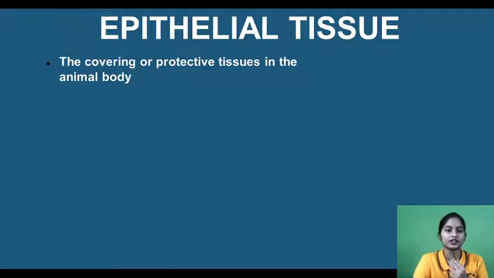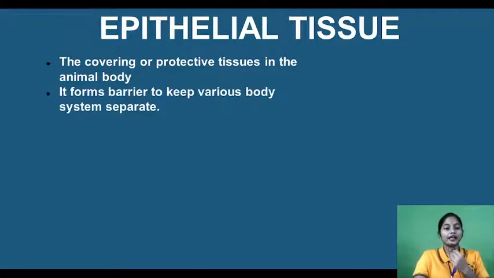What is epithelial tissue? The covering or protective tissue in the animal body. So they are the covering. Can you look? The skin is epithelial tissue. It is the outer covering. It is covering, it is protecting. And it forms a barrier to keep various body systems separate. It is separating my inner body parts from the outer environment. So it is the barrier.